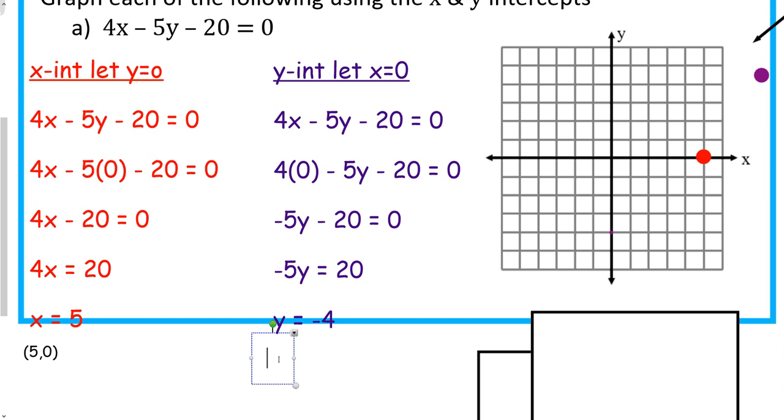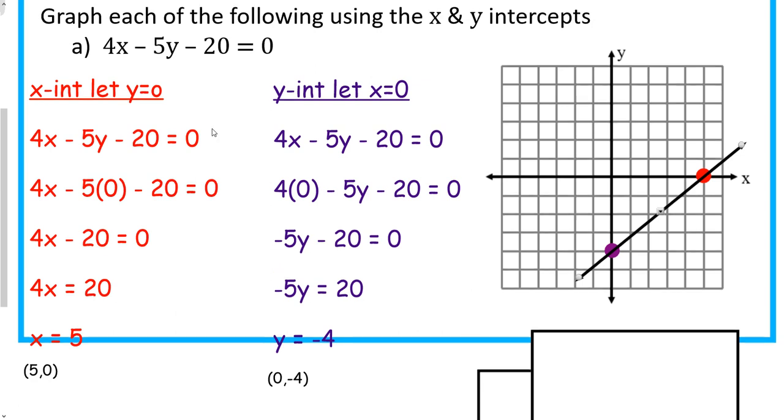I'm going to write that point down as well. Okay, so now our y-intercept point is 0 comma -4, and we can put that on our graph. 1, 2, 3, 4, so that goes right here, and then just use a ruler and add a nice straight line. There we go. So we've graphed this equation using x and y intercepts.